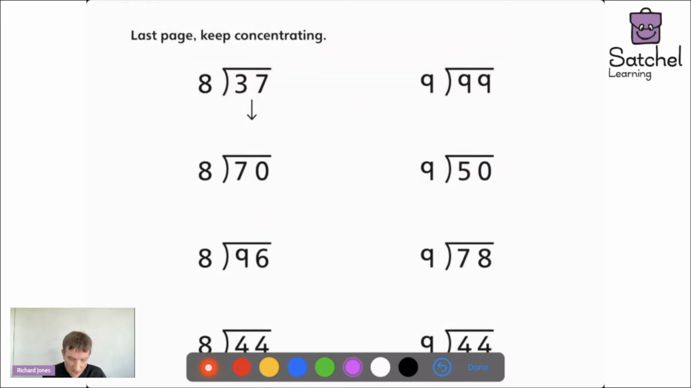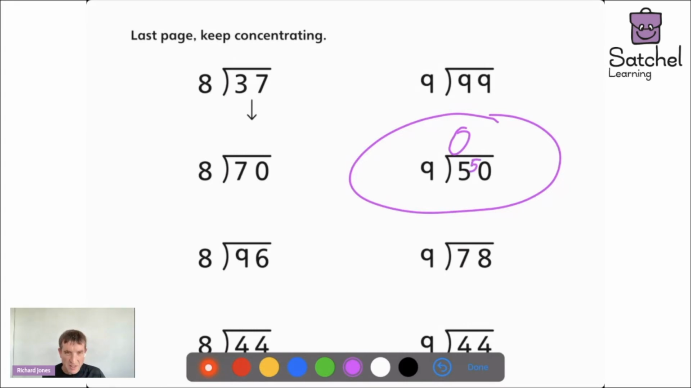One of the pitfalls of bus stop division, and I see it with children quite a lot, is say they were doing this question here, 50 divided by 9. What they do is they go 5 divided by 9, I can't do that, so I'll put 0 down and I carry the 5. And then they go 50 divided by 9 and do the rest of it there. But actually what they've done is just rewritten the question. So what they should be doing is reverting back to what they were doing originally for a question like that, and simply doing 50 divided by 9.